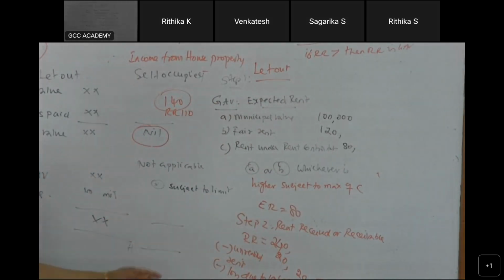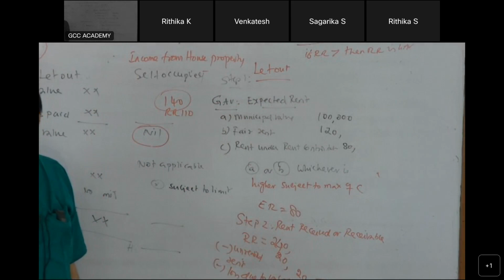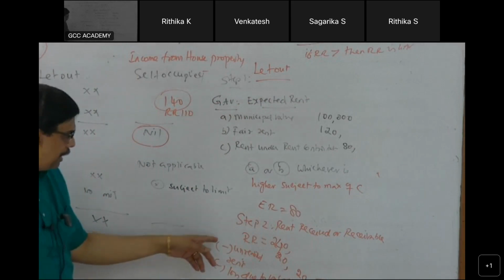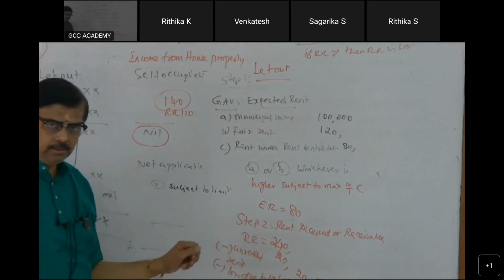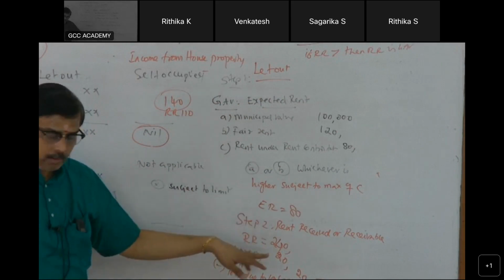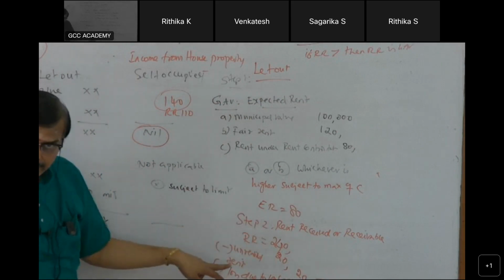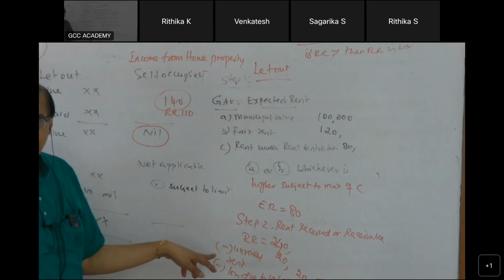Then step 2, calculate RR. RR is what? Rent received or receivable minus vacancy allowance minus unrealized rent.